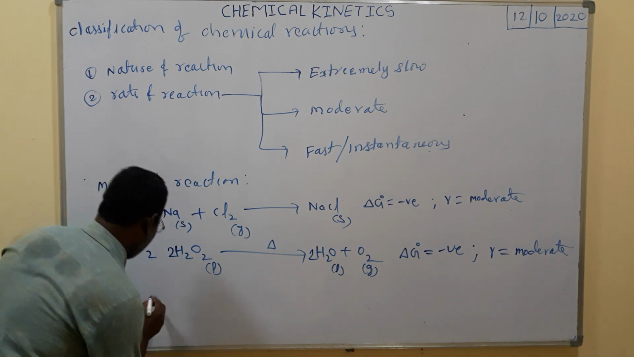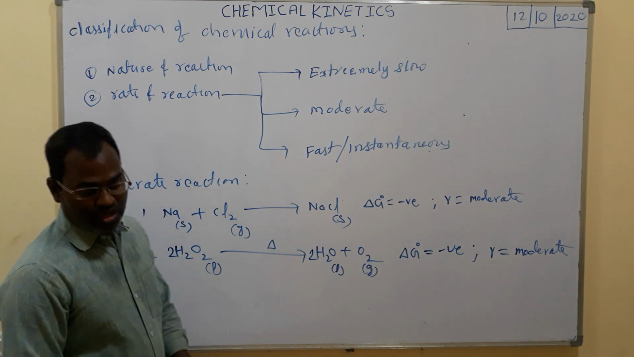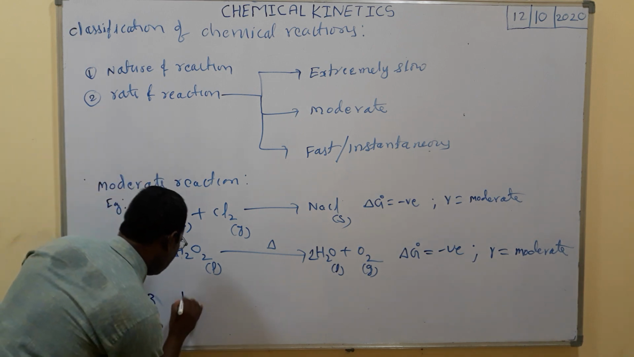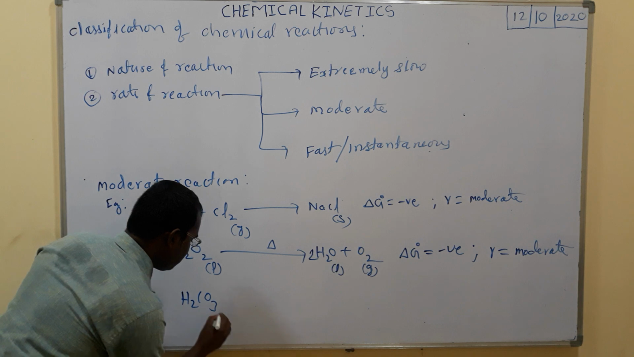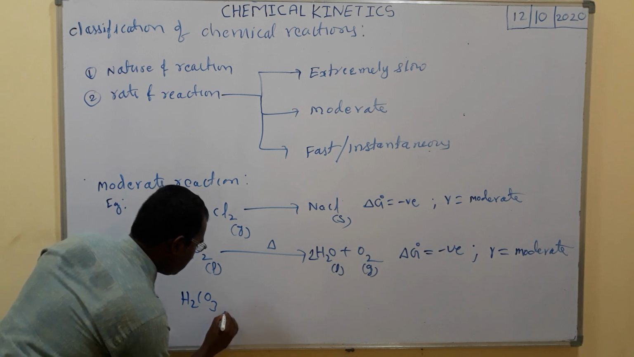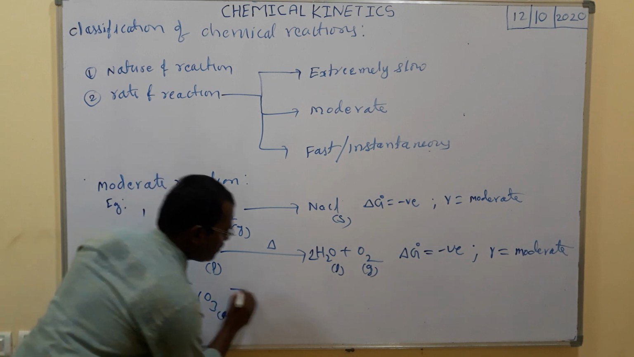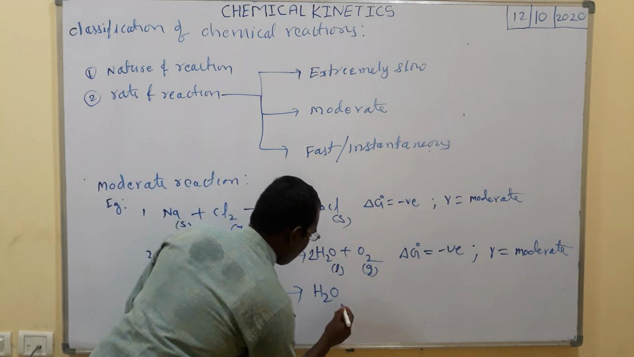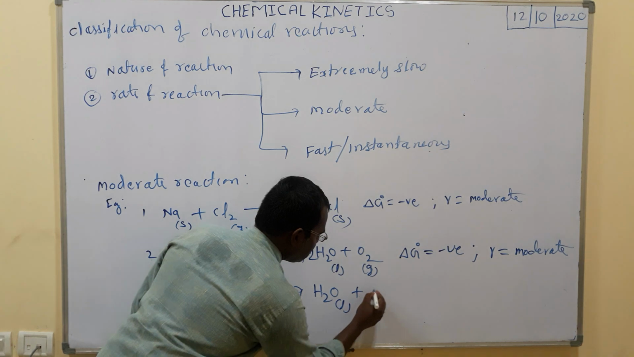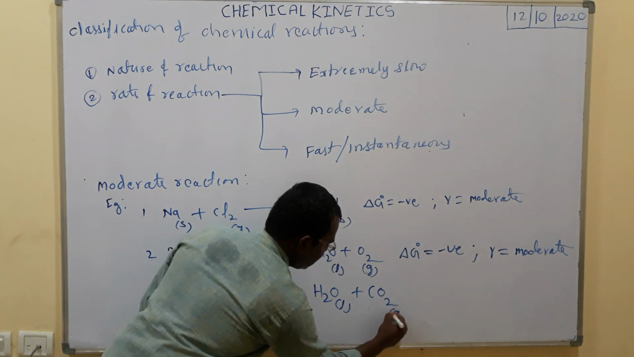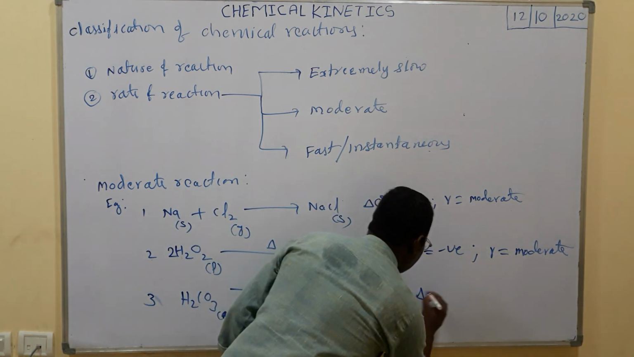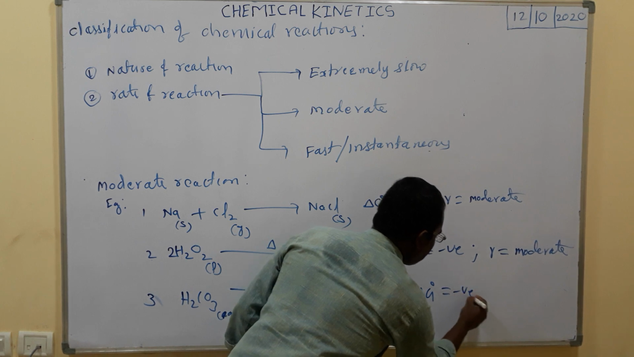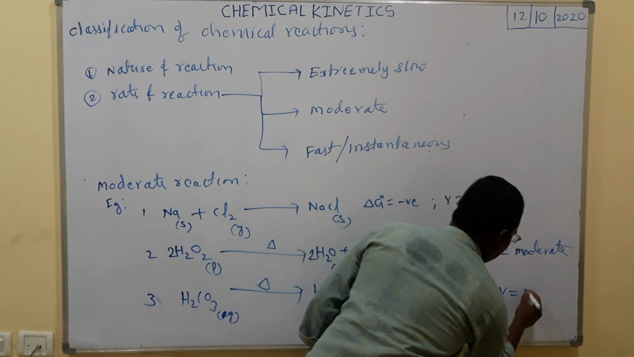Otherwise, take the decomposition of carbonic acid. It is H2CO3. It is a liquid or aqueous. Take the aqueous phase. On thermal decomposition, we can get H2O liquid plus carbon dioxide gas. Here also delta G naught is negative, whereas the rate is moderate.